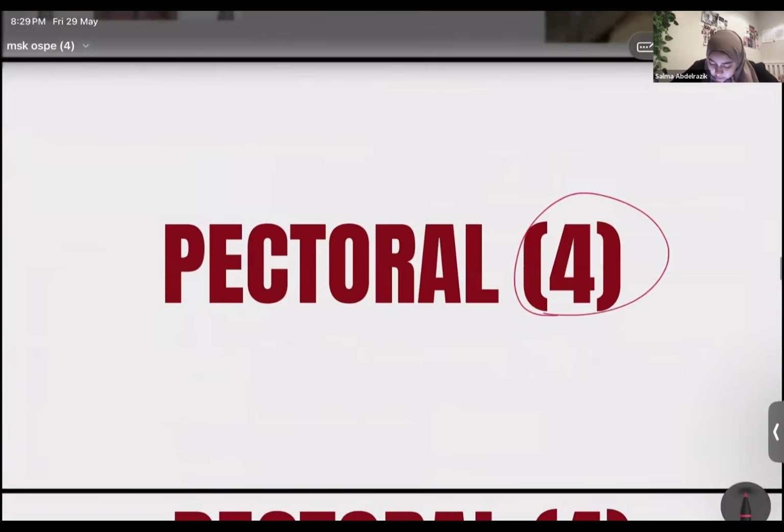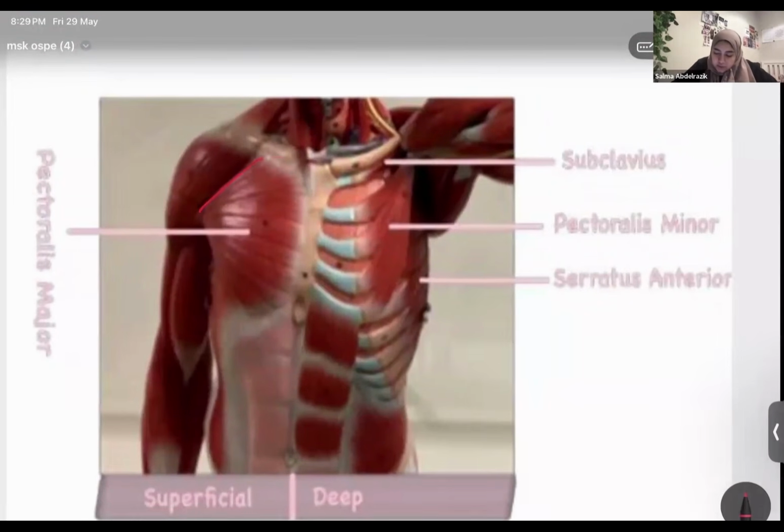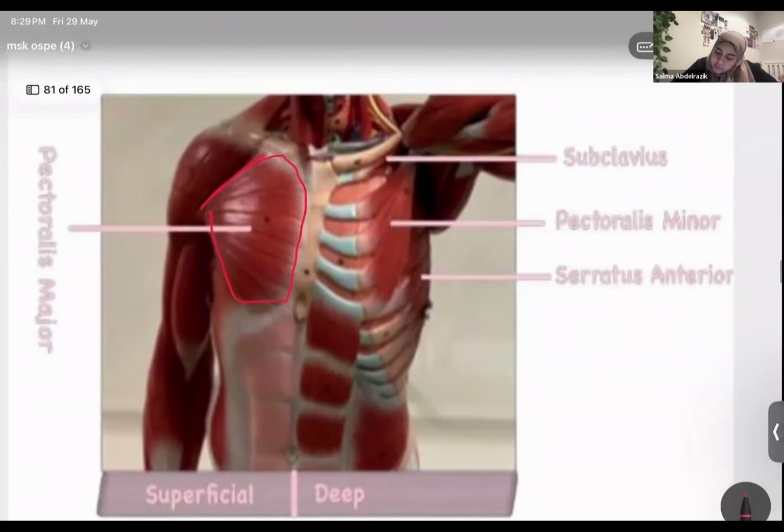And now pectoral. We have 4 muscles there. We have pectoralis major. We have pectoralis minor, which also originates from the ribs near the costal cartilages and inserts in the coracoid process. Cool, cool. We have subclavius and we have serratus anterior, which attaches to the costal surface of the medial border of the scapula. Cool. Here's more pictures. Pectoralis major. And then we have pectoralis minor. And we have serratus anterior, the one from the back to the front that goes like that. And we have subclavius, which is under the clavicle, basically.